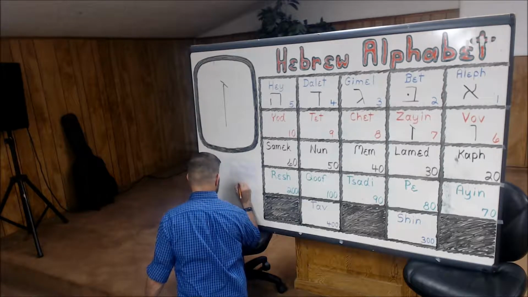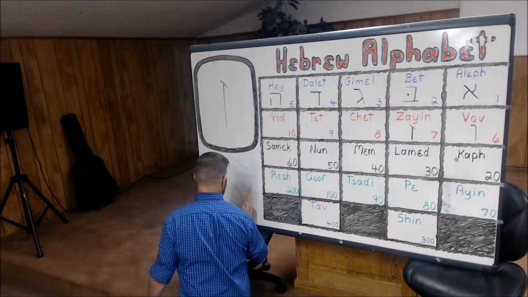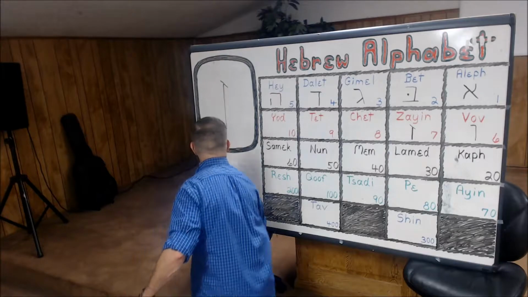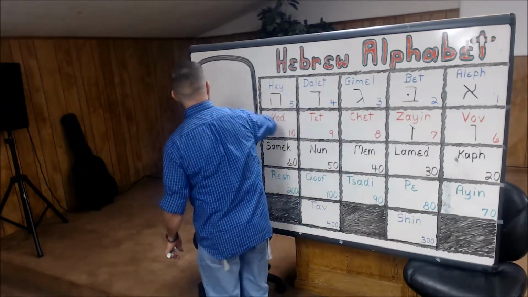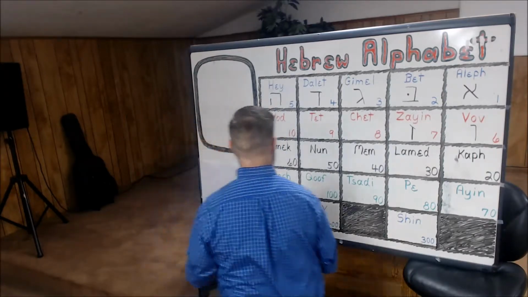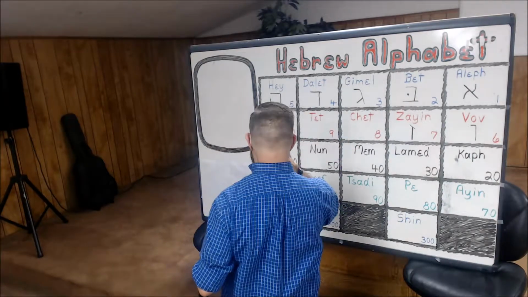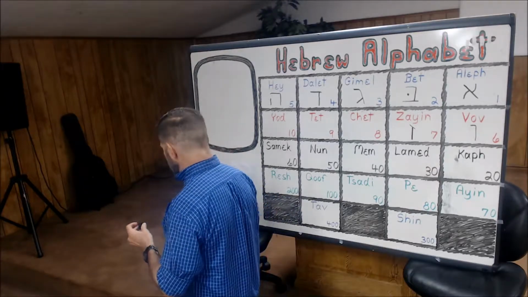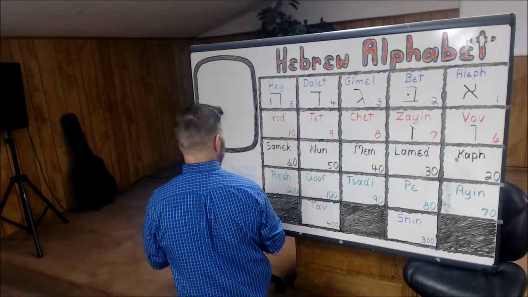Zayin. Am I the last one to finish? Zayin. 1, 2, 3, 4, 5, 6, 7. Okay, everybody got Zayin down? Yes. Numerical value? 7. Numerical value of Hey? 5. What's the fourth letter? Dalet. What's the second letter? Bet. What's the sixth letter? Vav. What's the 13th letter? I don't know. I had to count.